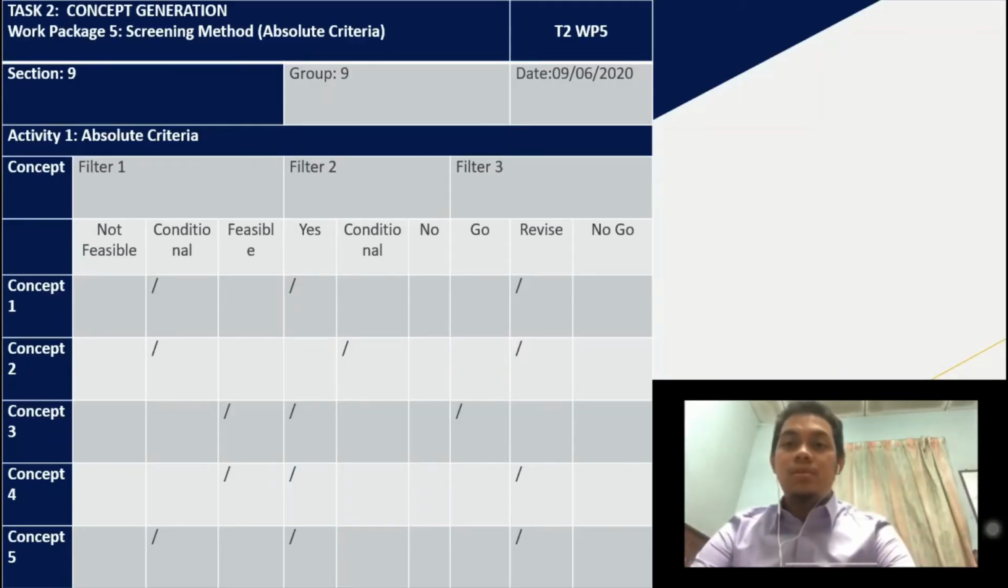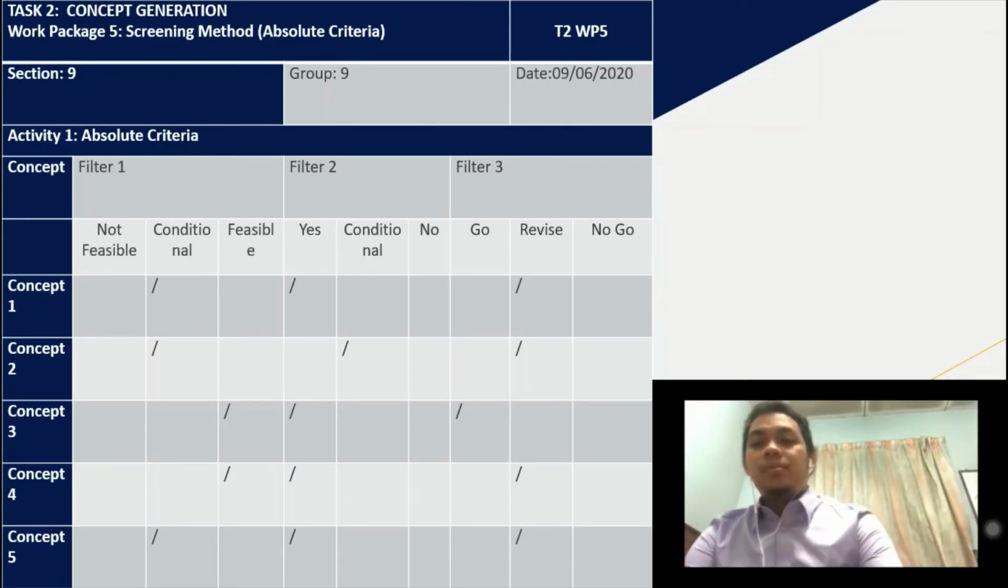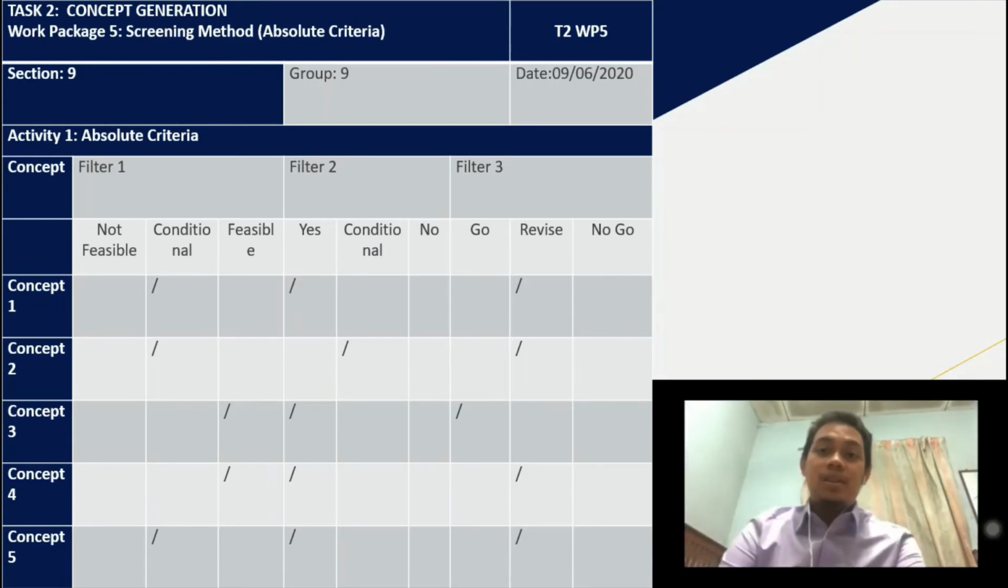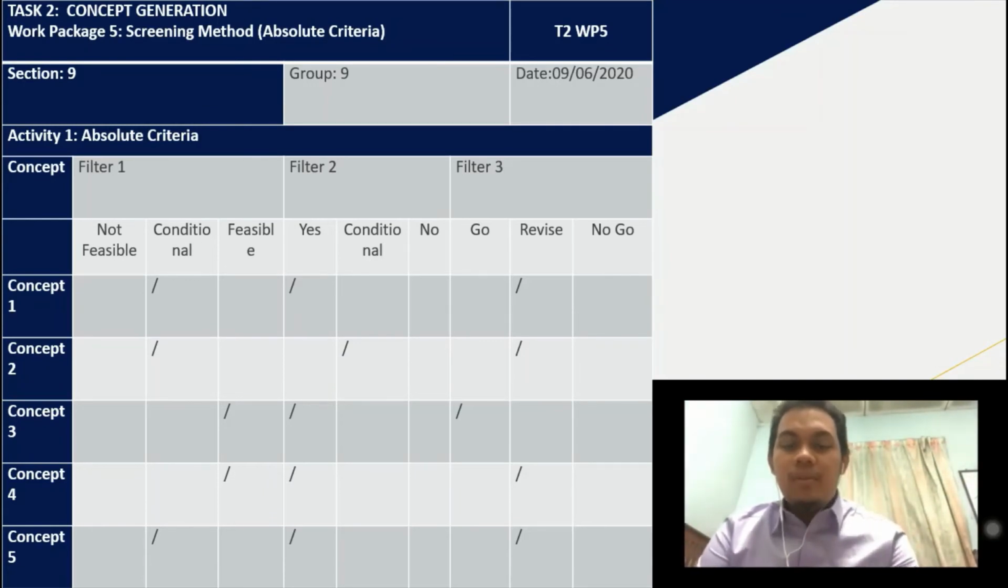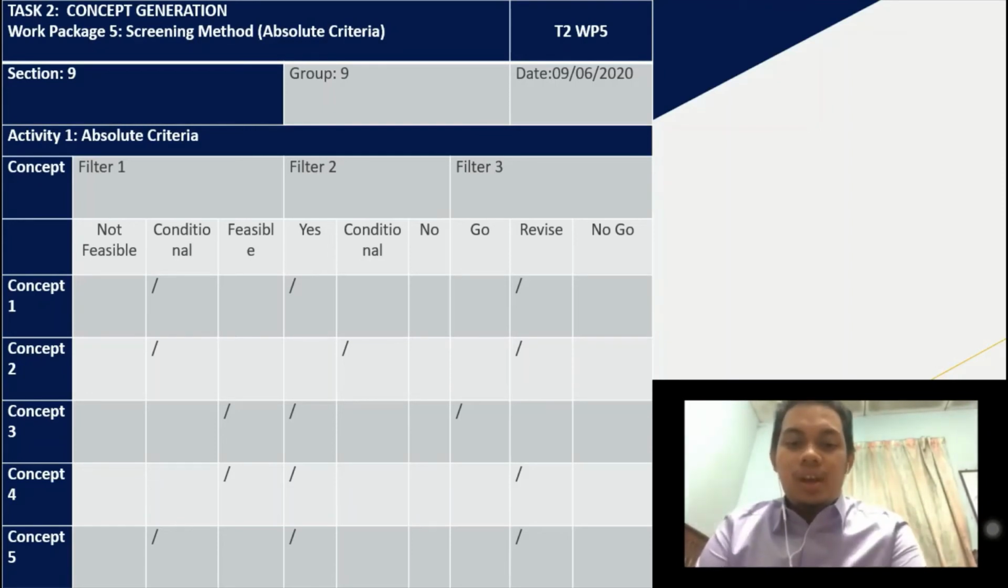Today I will present to you the scoring method that we use for our project. Firstly, we have made 5 sketches with five concepts for the evaluation by using the scoring method. We evaluate the concept by using filter 1, filter 2 and filter 3, which you can see at the WBS.